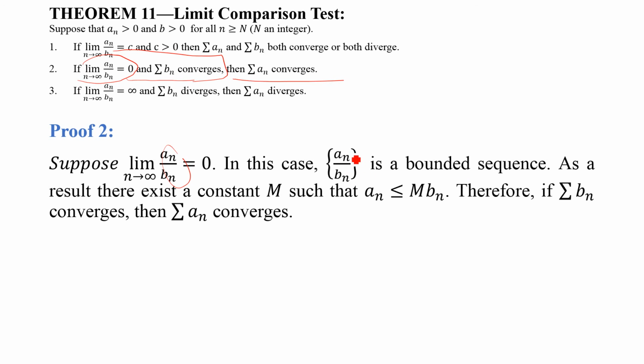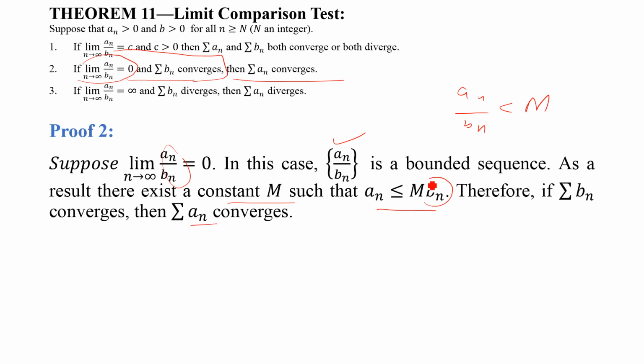This result we learned in section 10.2, I guess. So if this is bounded, then there must be a constant m such that an over bn is less than m, because this is bounded above. Since bn is positive, we can multiply by bn on both sides. So we have this inequality, and this implies if bn converges, then an converges, right?